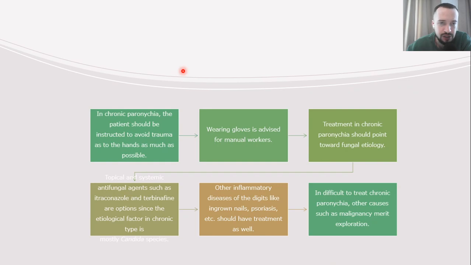In chronic paronychia, the patient should be instructed to avoid trauma to the hands as much as possible. Wearing gloves is advised for manual workers. Treatment in chronic paronychia should point toward fungal etiology. Topical and systemic antifungal agents such as itraconazole and terbinafine are options, since the etiological factor in chronic types is mostly Candida species. Other inflammatory diseases of the digits, like ingrown nails and psoriasis, should have treatment as well. In difficult to treat chronic paronychia, other causes such as malignancy merit exploration.